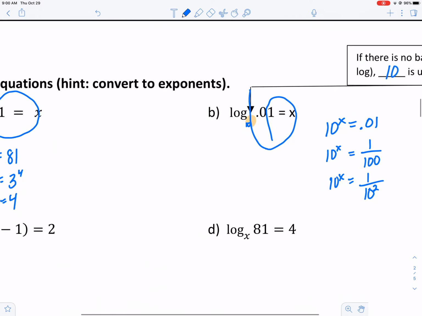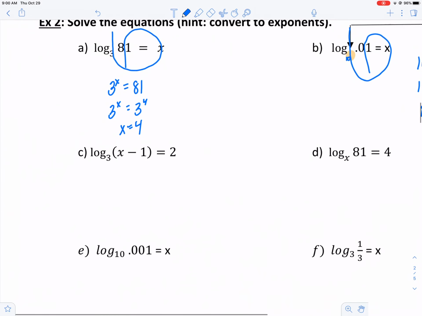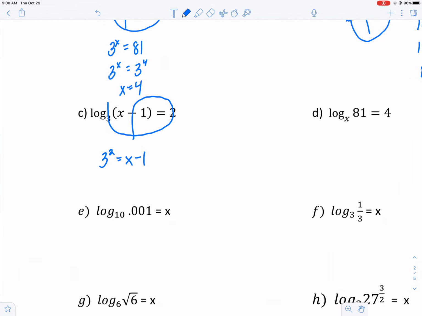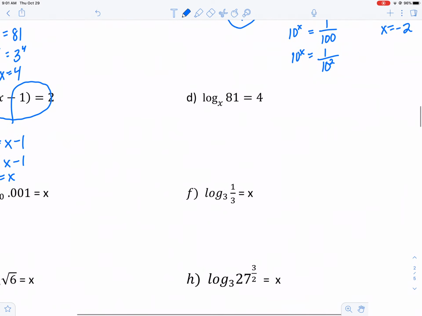Okay, let's work a couple more. All right, this one's interesting. We're going to have 3 to the second equals x minus 1. So this one, I don't have to get the bases the same because I can just say 3 to the second is 9, right? So 9 equals x minus 1, so my x is going to be 10. That was pretty easy.